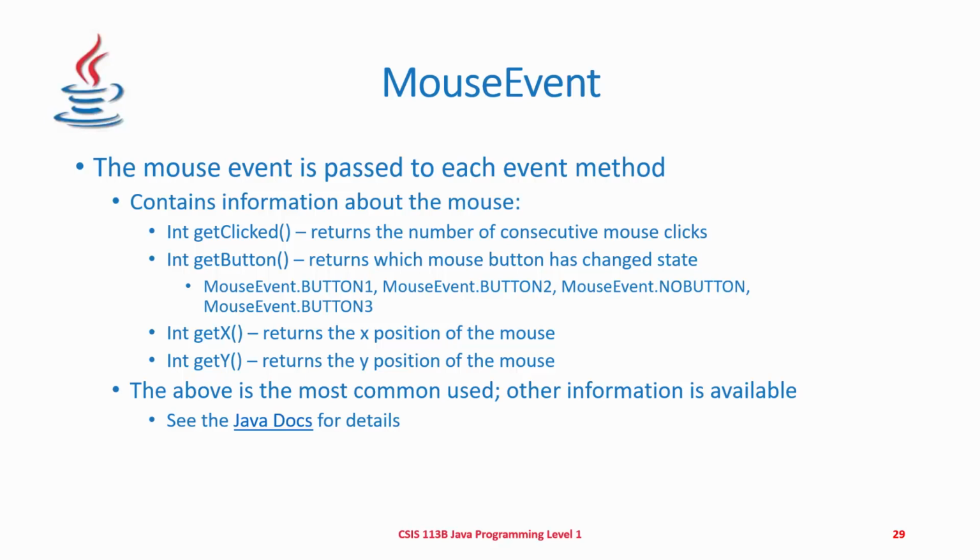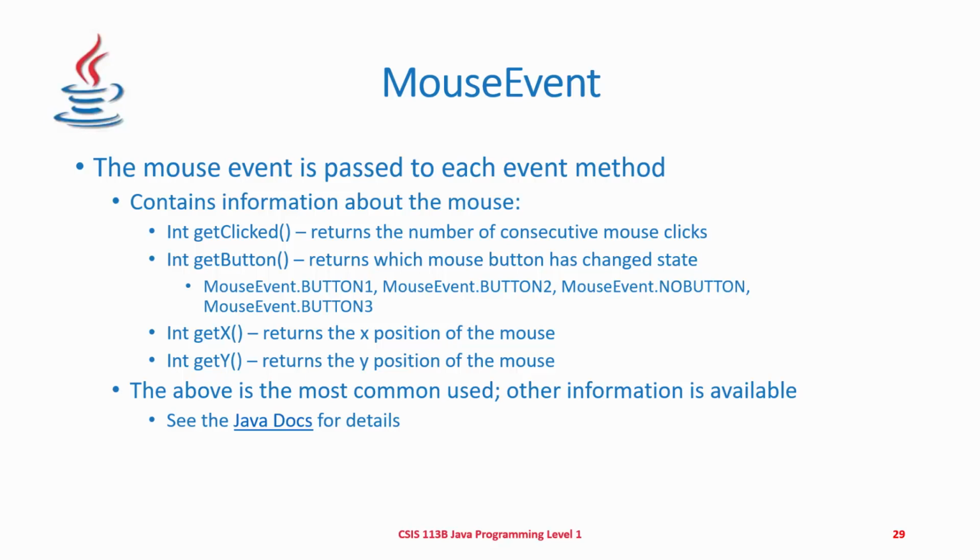So mouse button 1, button 2, button 3. 1 is your left mouse button, 2 is your right mouse button, and some mice have a button on the side that's button 3. It kind of depends on the mouse configuration, but pretty much you'll have to deal with the left mouse button and the right mouse button. So button 1, button 2, and then also checking to see if no button was pressed, if the mouse moved without a button being pressed.